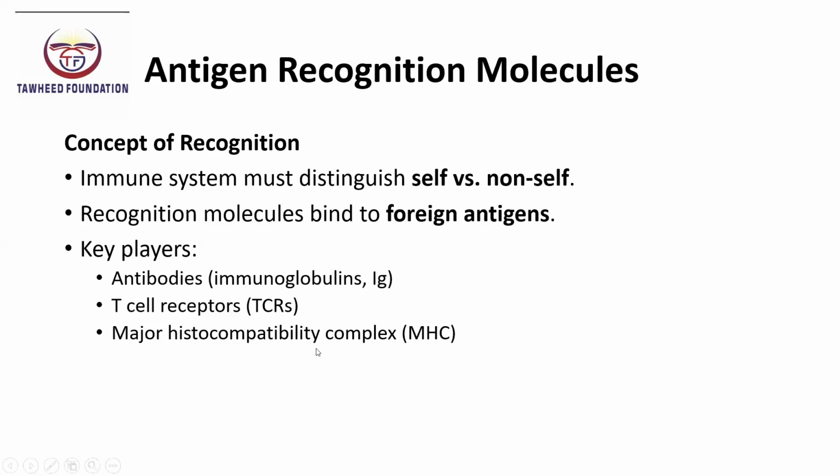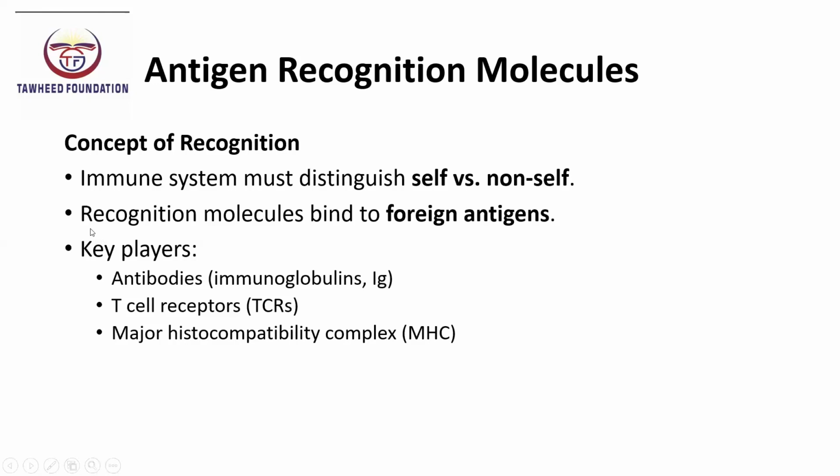Third is major histocompatibility complex, that is MHC. MHC molecules are essential for antigen presentation. Class 1 MHC molecules present peptides from proteins synthesized inside the cell, such as viral proteins. Class 2 MHC molecules present peptides from proteins taken up from outside the cell, such as bacterial proteins. This division ensures that the immune system can respond to both intracellular and extracellular pathogens.